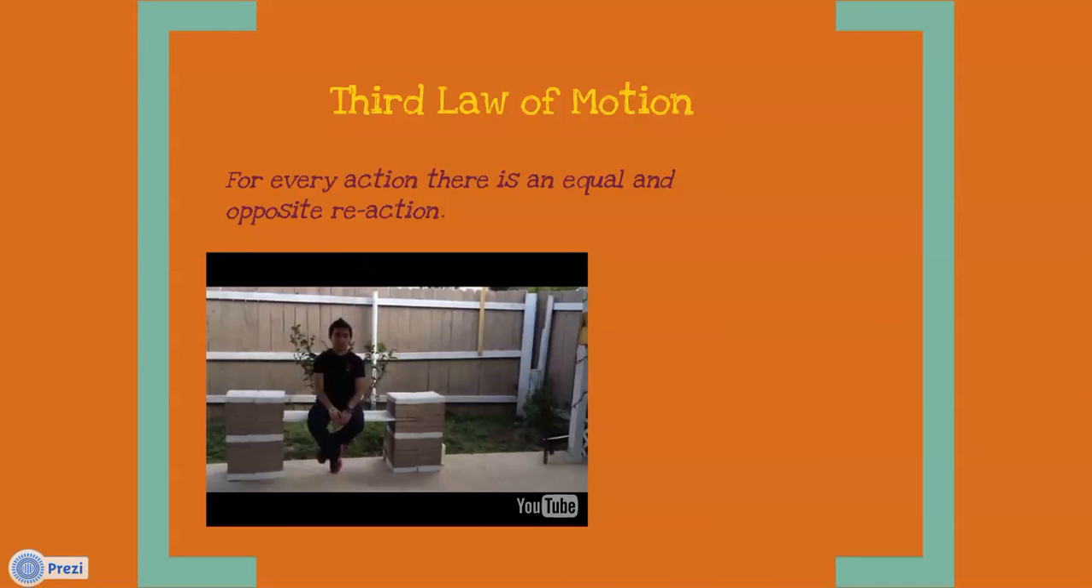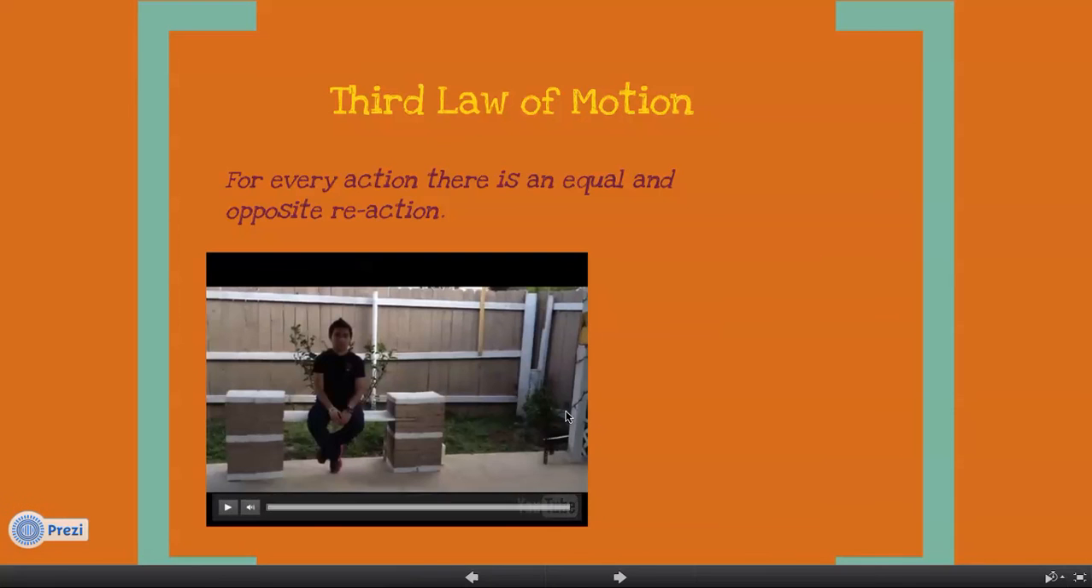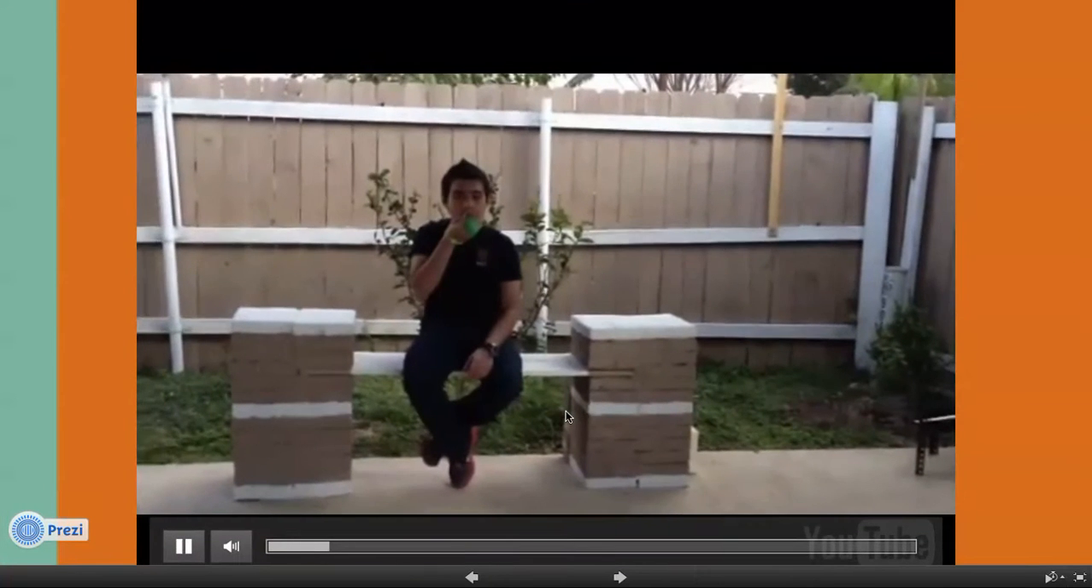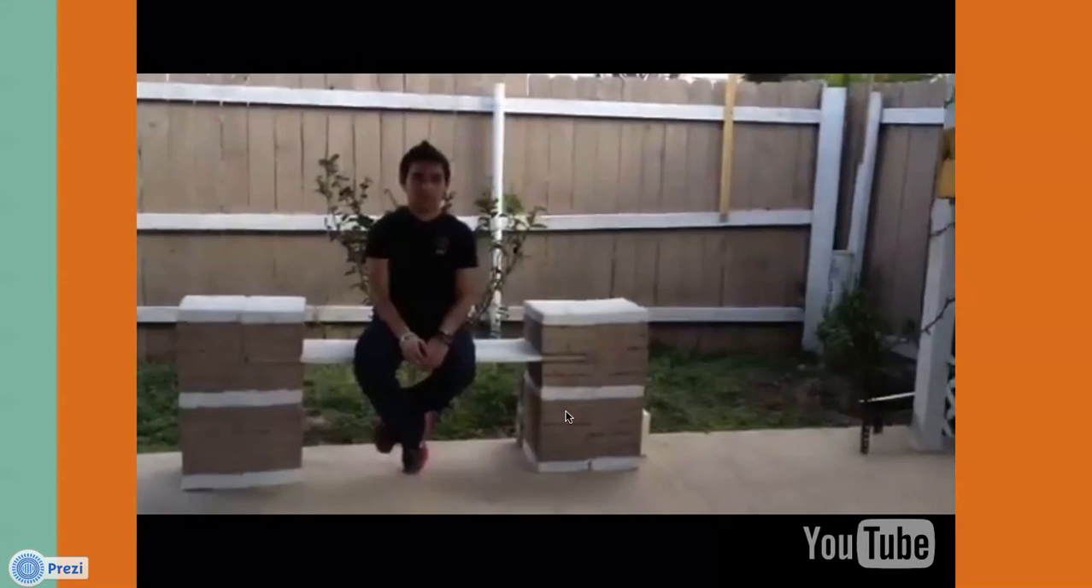Newton's third and final law states for every action there is an equal and opposite reaction. In this video, a balloon is being inflated with air and then being released. The air rushing out of the inflated balloon is the action, causing a reaction when the air inside the balloon is being released, causing it to fly around.